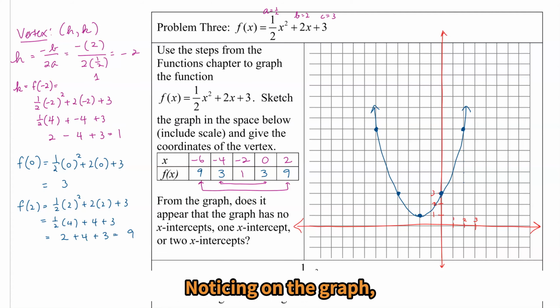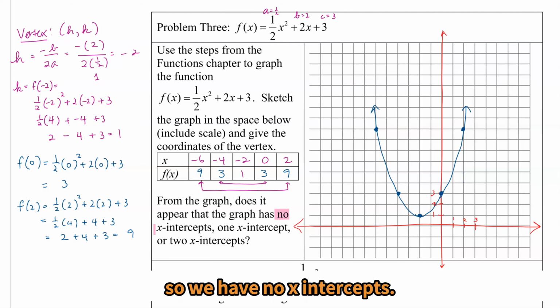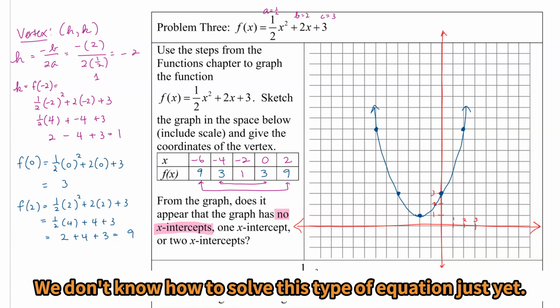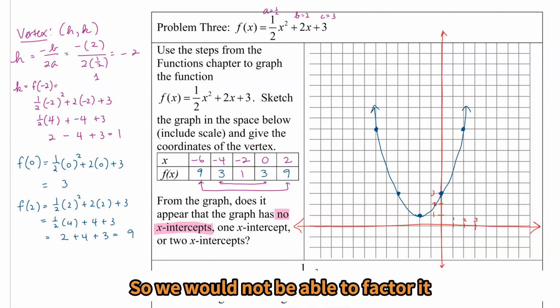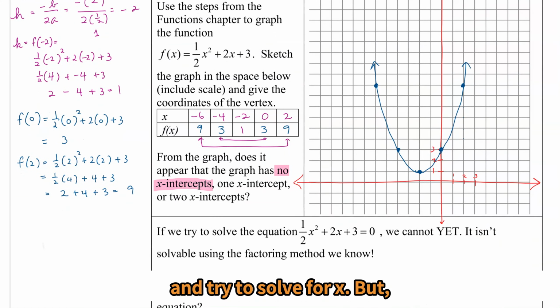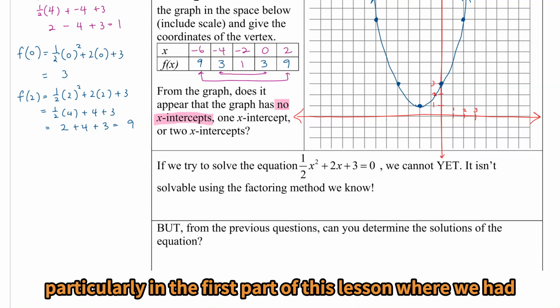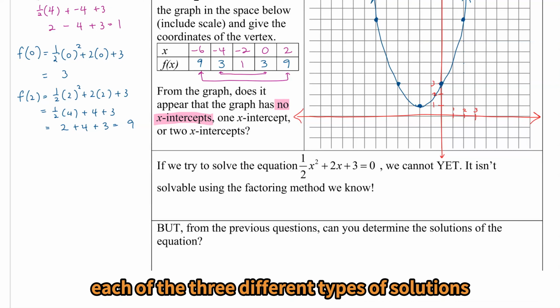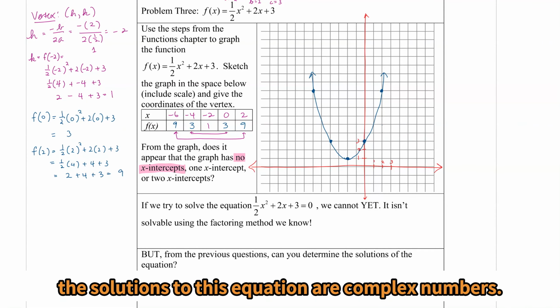Noticing on the graph, it does not cross the x-axis at all, so we have no x-intercepts. We don't know how to solve this type of equation just yet. It is not easily factorable, so we would not be able to factor it and try to solve for x. But from previous examples, particularly in the first part of this lesson where we had each of the 3 different types of solutions for a quadratic equation, the solutions to this equation are complex numbers.